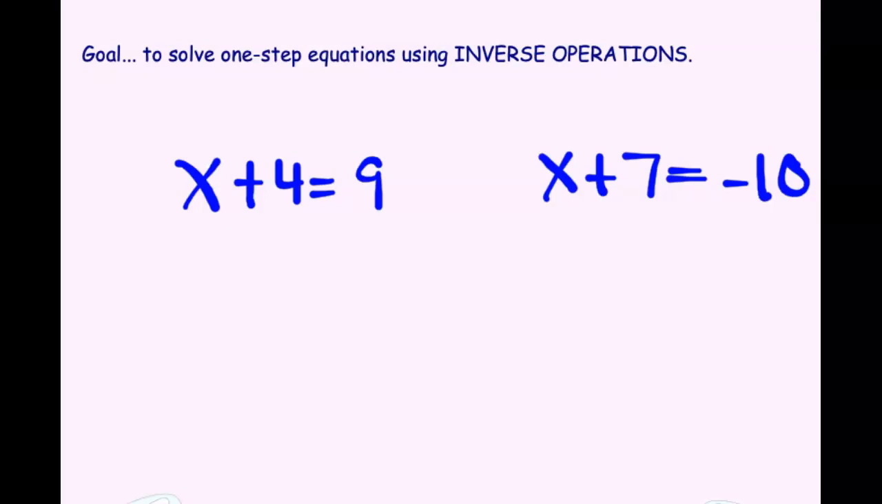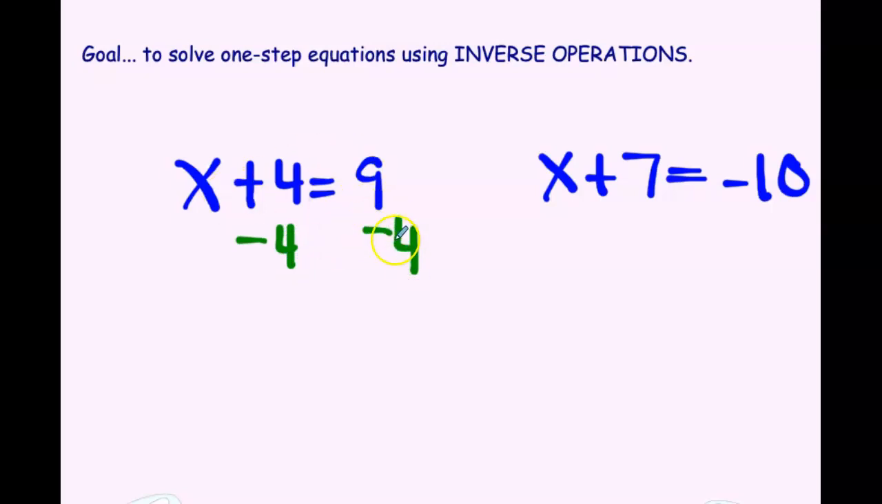Let's say, for example, we have an addition equation here: x plus 4 equals 9. We're going to be isolating the variable x, so we're going to do the reverse, or inverse, of the operation to undo the equation. So we'll do the inverse of that, which is minus 4, or negative 4, on both sides of the equation.